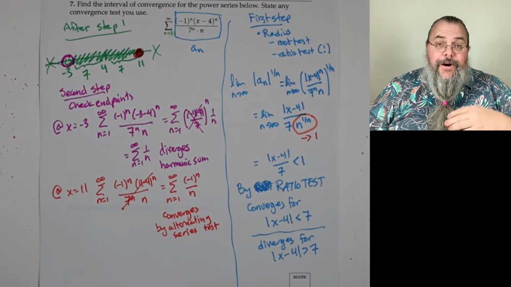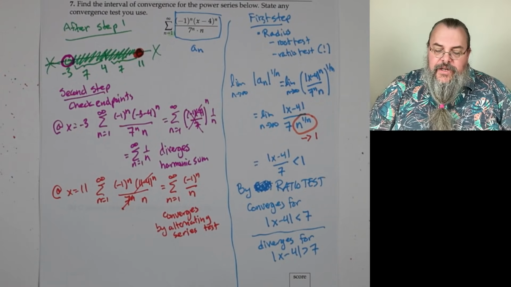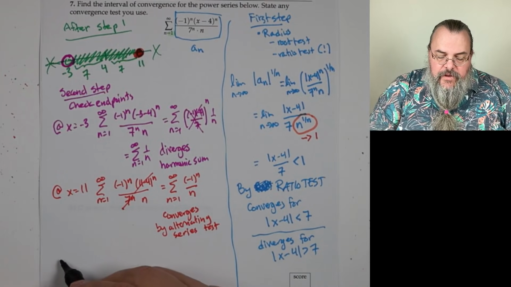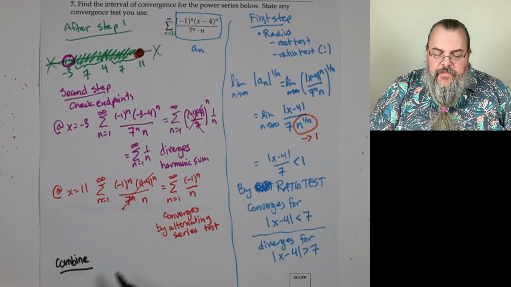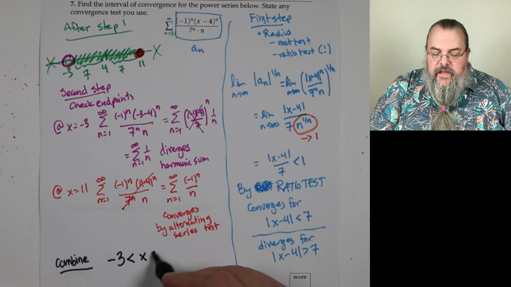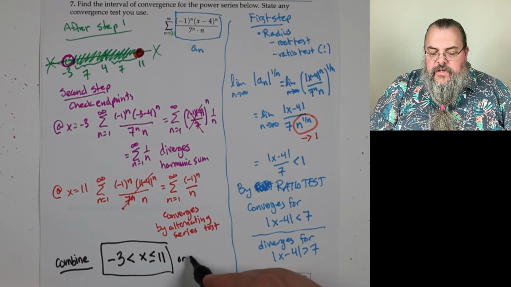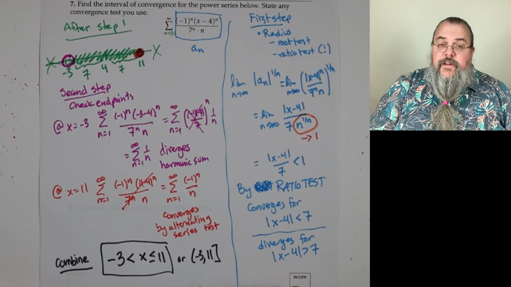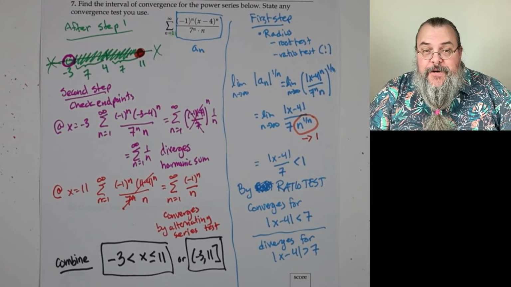We have all the information, but our last thing to do is to combine. So combine the information from our first step and our second step. We have that our interval is -3, strictly less than x, less than or equal to 11. Or, of course, you can do other notation, -3, 11, and do a parenthesis on one end, square bracket on the other end, whatever notation you're comfortable with.